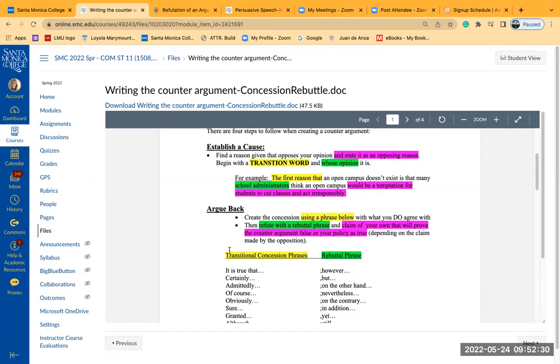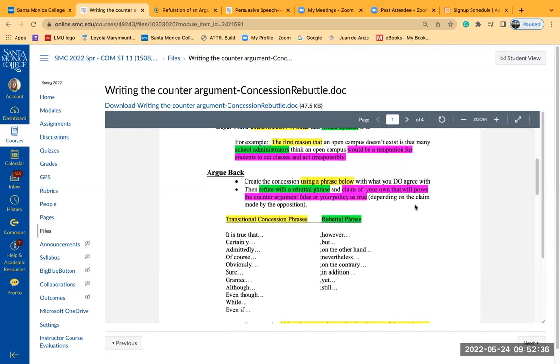And so what does that mean? So we want to create a concession below using a phrase that allows our audience to know that there is something that we agree with. Why I like to talk about this is because it builds on our ethical responsibility and our respect for the integrity of public speaking and being free in public speech.